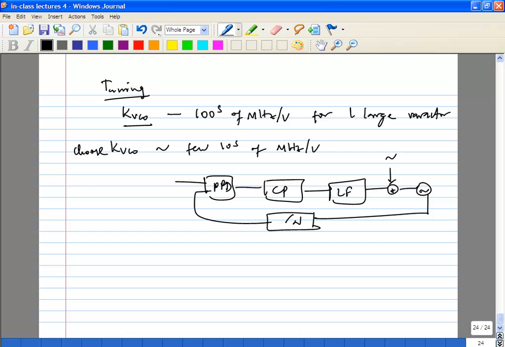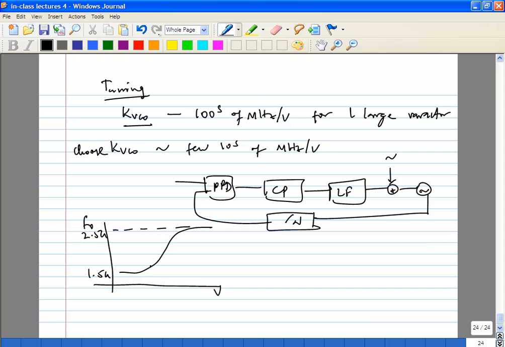Okay, so what happens is, if you choose one large varactor, so let's say the overall capacitance is 2 picofarad, your KVCO will be very large, of course, right? So what you'll get is a curve like this, and let's say this is F0 versus V. Let's say you wanted to tune from 1.5 gig to 2.5 gig with one large varactor.